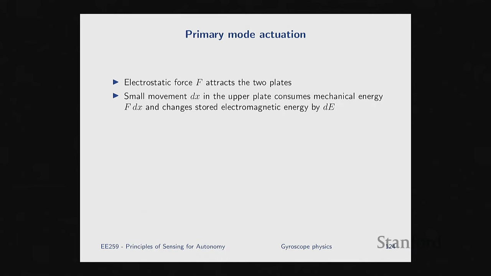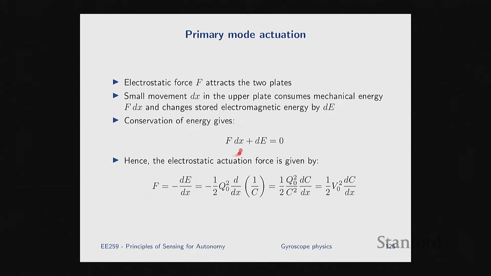So you have F dx, that's your mechanical energy, but by conservation of energy, we know that should equal the amount of electromagnetic energy that you lose. You convert some of the stored electromagnetic energy in your capacitor to mechanical work by letting the top plate move with the electrostatic force. So the conservation of energy gives you F dx, again that's the mechanical energy, plus dE, which is the change in the electrostatic energy, should equal zero. Now we're interested in the force. We're interested in how much force you can generate electrostatically. So your F just becomes minus dE/dx, which is the derivative of your electrostatic energy with respect to the spacing between the two plates of the capacitor.